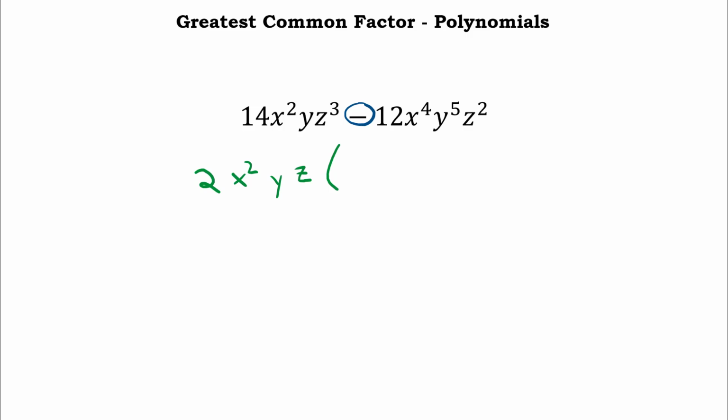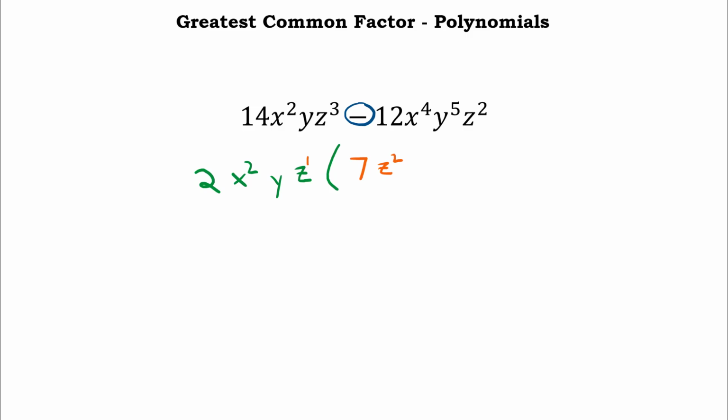So 2 goes into 14 how many times? Well, we got 7, right? Because 2 times 7 will give us 14. We already have an x squared. We already have a y. We just need a z cubed. Well, we have an understood 1 on that z. So 3 minus 1 will give me a 2. So we have a z squared.